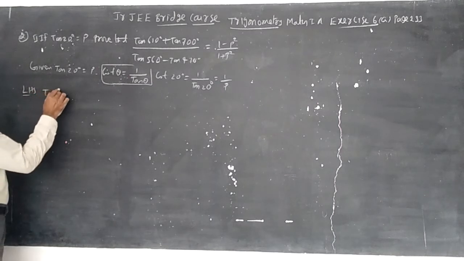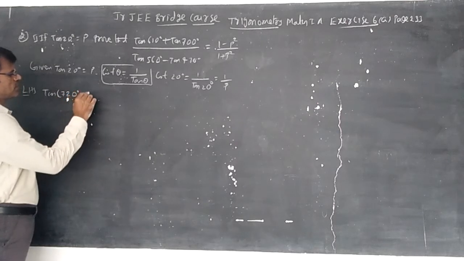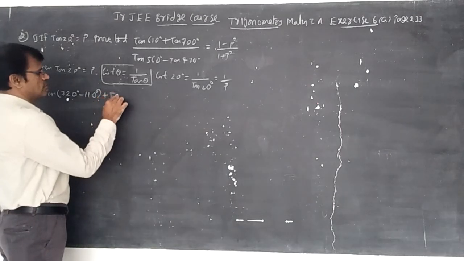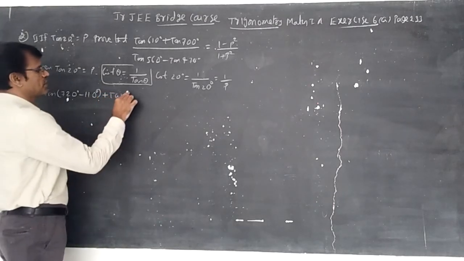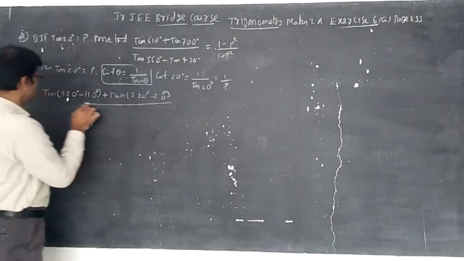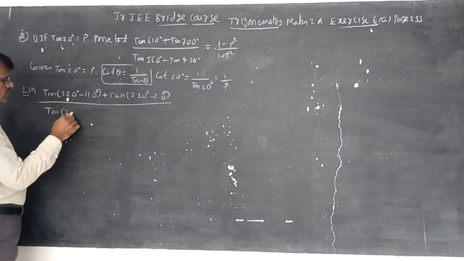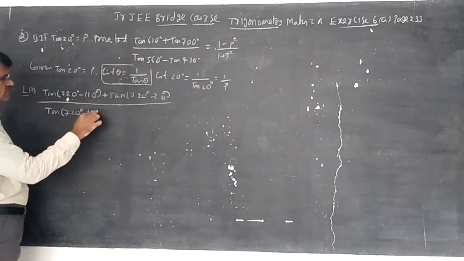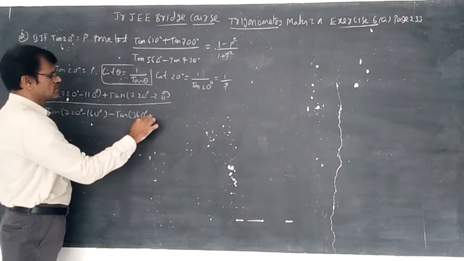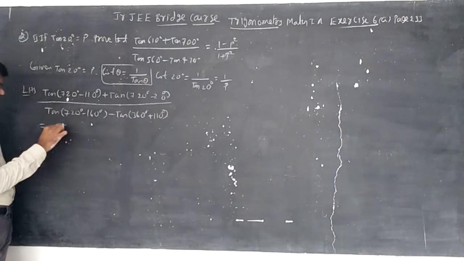Tan 610 degrees can be written as tan 720 minus 110. Unknown value you are getting from known value. Tan 720 minus 20 whole by tan 560, which can be written as 720 minus 160, minus tan 470, which can be written as 360 plus 110. That is equal to, tan 720 is nothing but 0.